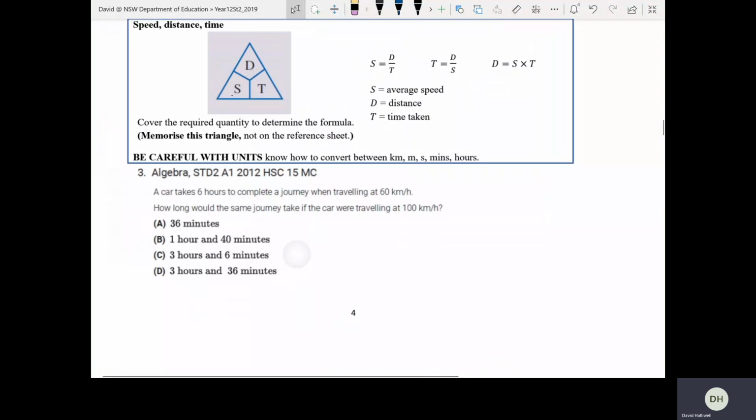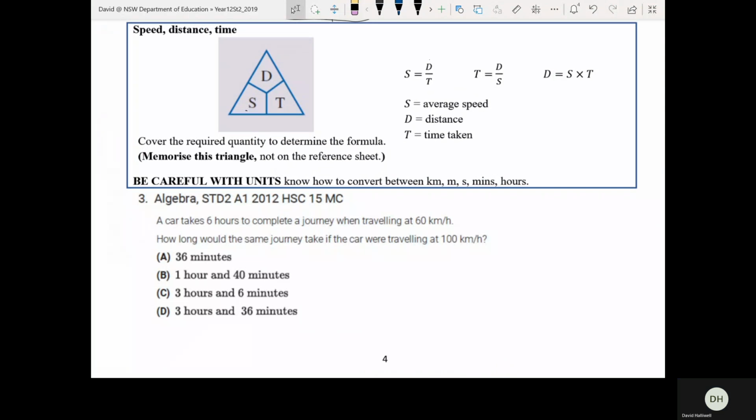Okay, continuing where we left off, we're going to look at some applications now. First is speed, distance, time. Now these three formulae are no longer on the reference sheet, so you need to memorize them. And I think the easiest way to do it is to remember speed is distance over time.